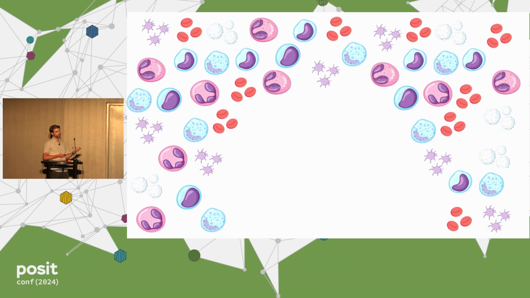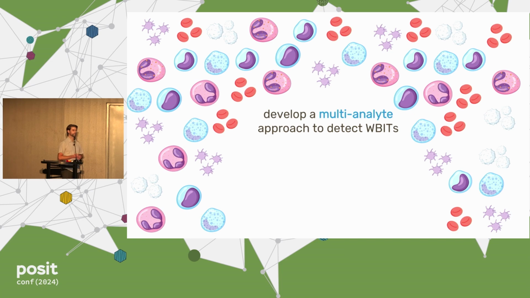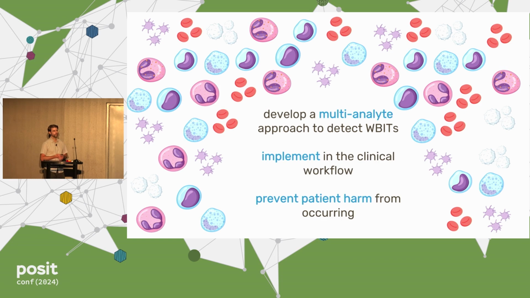So we have lymphocytes and monocytes and white blood cells and platelets and hemoglobin and all of these different components of the blood. So could we use all of them? Could we develop a multi-analyte approach to detect wrong blood in tube errors using machine learning? Could we implement this in the clinical workflow to ultimately prevent patient harm from occurring?